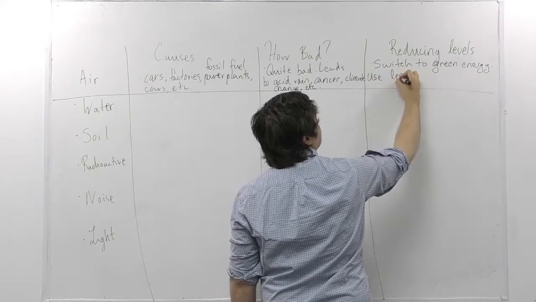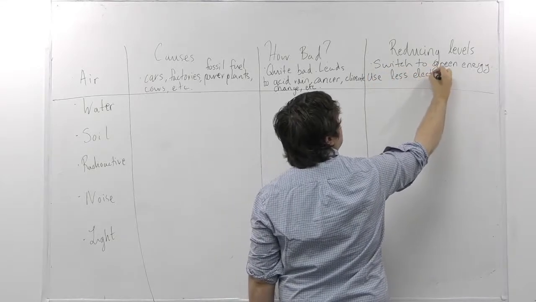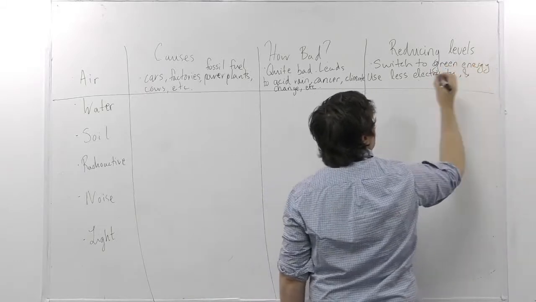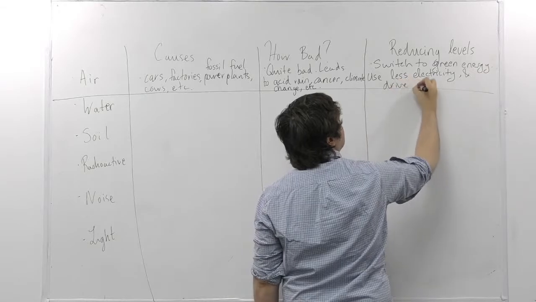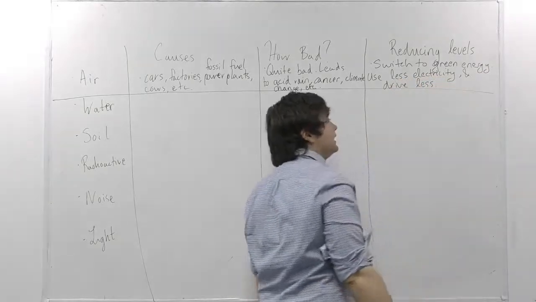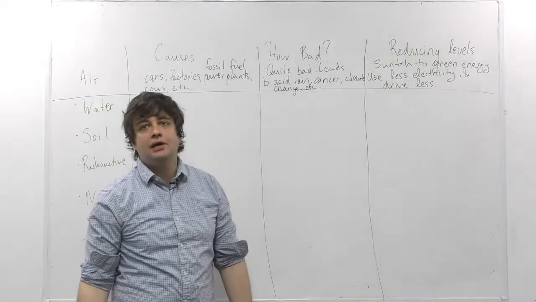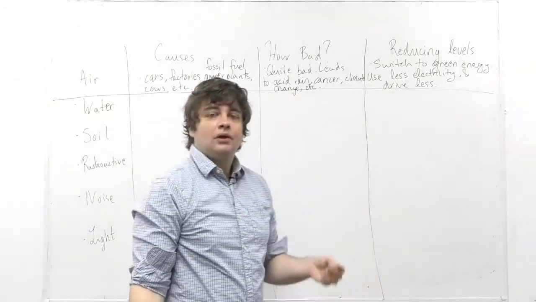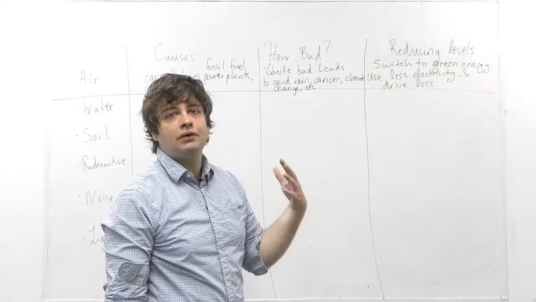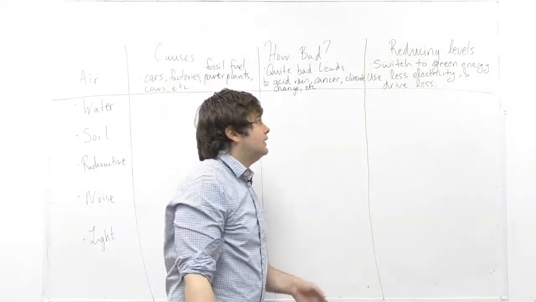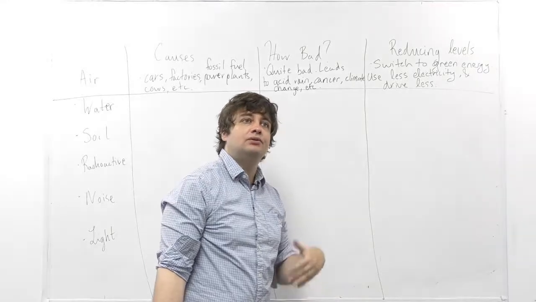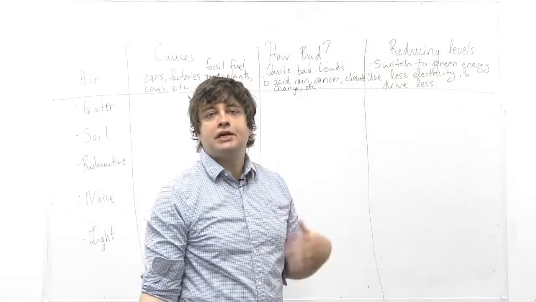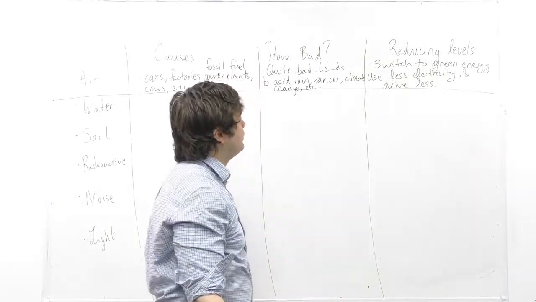Use less electricity and drive less. I guess another thing I could write here is, I don't want to say this, but I think becoming vegan also kind of helps, because if you don't eat beef and pork, that helps to reduce the number of cows and pigs being raised. And pigs and cows actually create a lot of pollution, so that would be helpful as well.